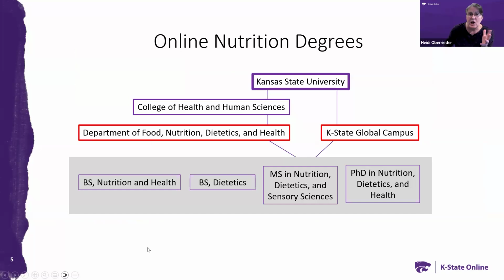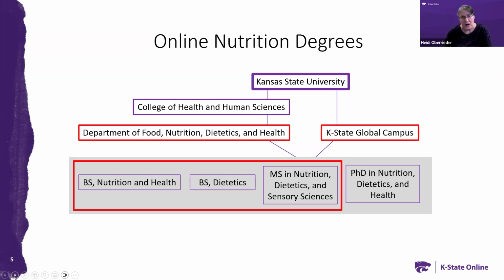And this is a 30,000-foot view of the online nutrition degrees here at K-State. So the degrees here at K-State are housed in the College of Health and Human Sciences, and within the Department of Food, Nutrition, Dietetics, and Health. And our department, we call it FNDH, partners with K-State Global Campus to make 3 of our degrees available online. So the 3 that you see in the red box, which is the BS with a nutrition and health emphasis, the BS with a dietetics emphasis, and then our master's degree are all available in that online format.